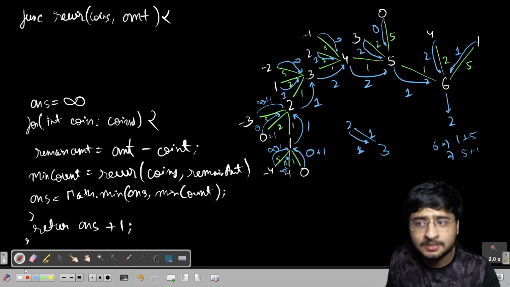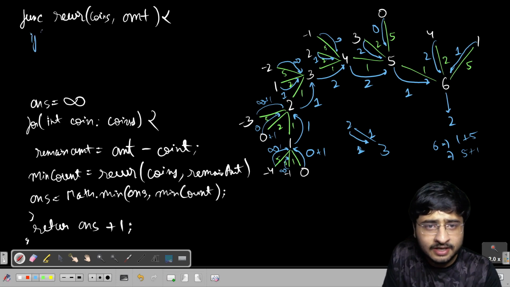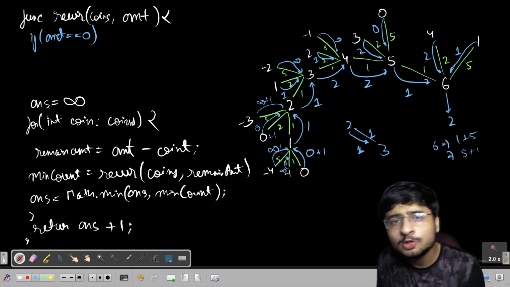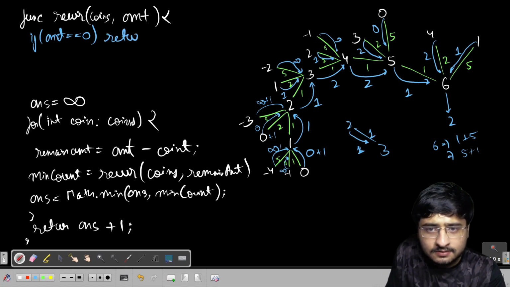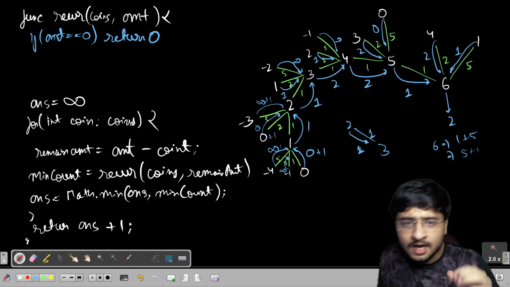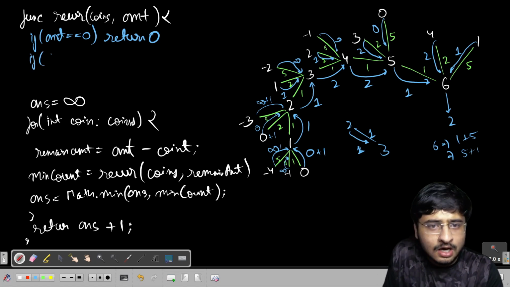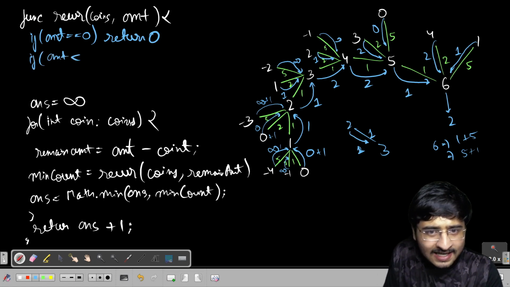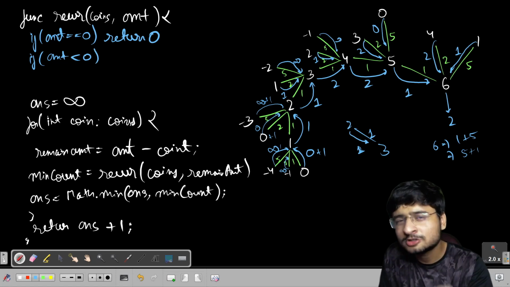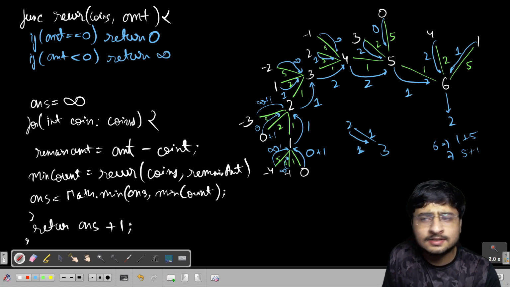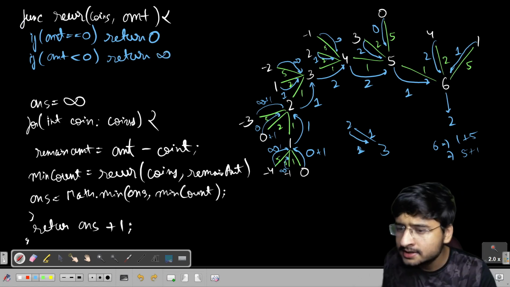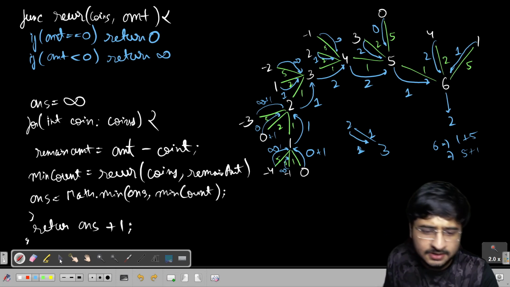Full focus here. Let us look at the base cases. First base case is definitely if amount becomes equal to zero. Here, in how many coins can I make the sum of zero? Zero coins. Return zero. If amount becomes less than zero, can I possibly achieve this sum? I don't think so. I'll return infinite. And these are pretty much the base cases, right? I don't think there is any other base case.